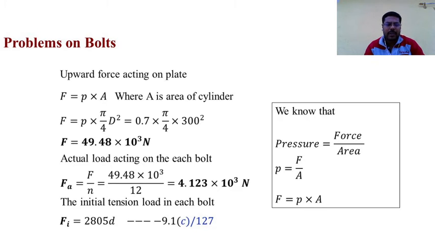The initial tension load on each bolt is Fi, and Fi is equal to 2805 D. This is the equation for the initial tension of the bolt. Write down the formula, it is very important. The equation number is 9.1, and in the data handbook it is on page 127, so check out the formula. Fi is equal to 2805 D.